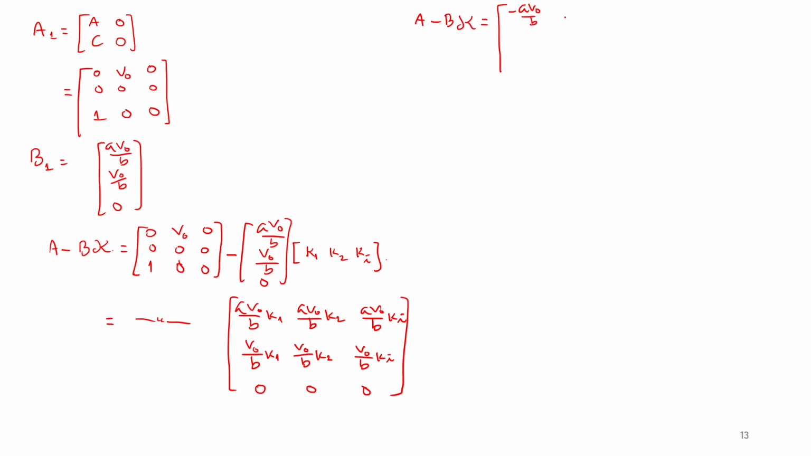minus A V0 over B, V0 minus A V0 over B K2, for this one K1, and then A V0 over B Ki, and this one minus V0 over B K1, minus V0 over B K2, minus V0 over B Ki, and then this one 1 0 0, right? This one minus this, yeah. And this is A1 B1, sorry, A1 B1.